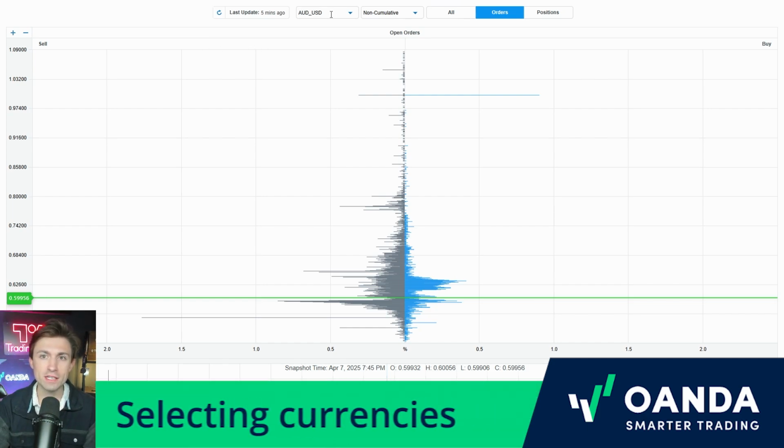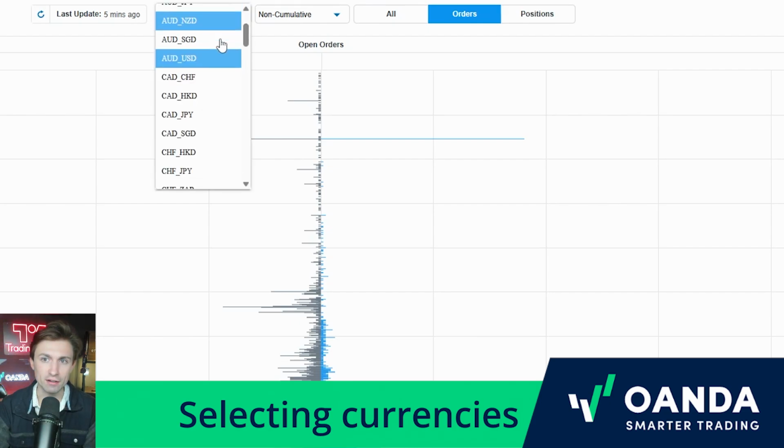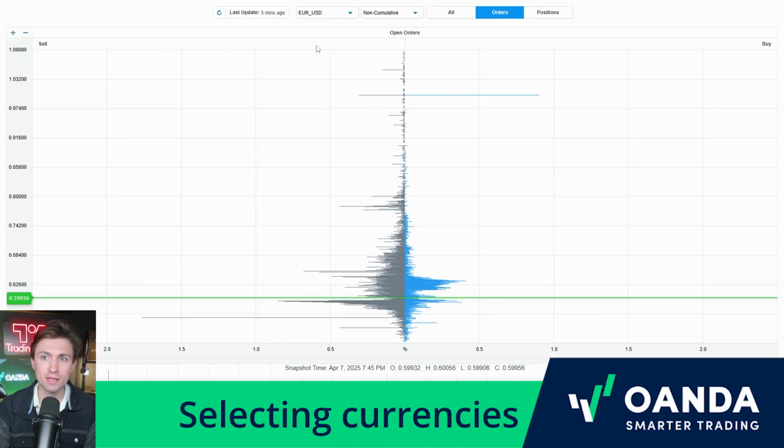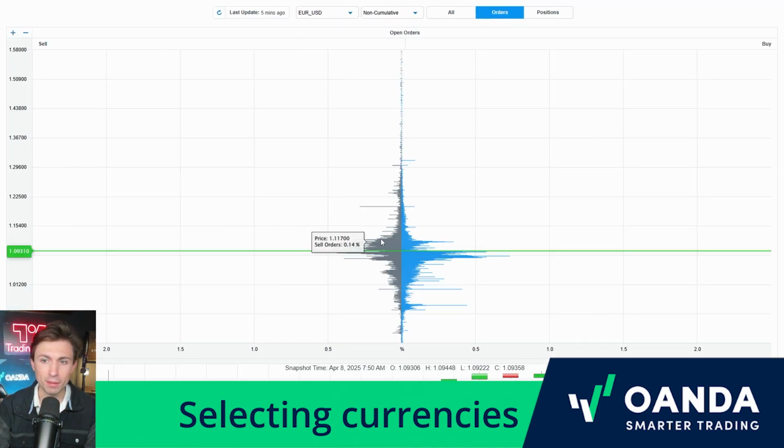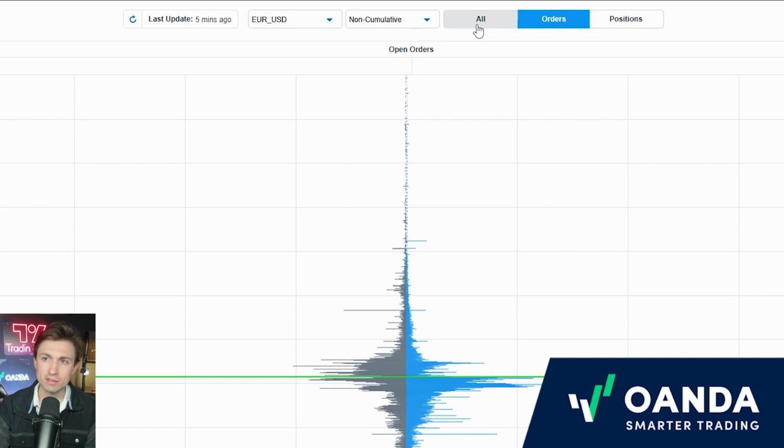The first thing you can see here is I've selected the Australian dollar, but when I hover over this and select, you can see I have many different options. I could select the Euro US dollar, for example, and you can see it populates some data here, which we'll get into in just a second. You have the option to go non-cumulative or net, and you can select three options: all, orders, or positions.